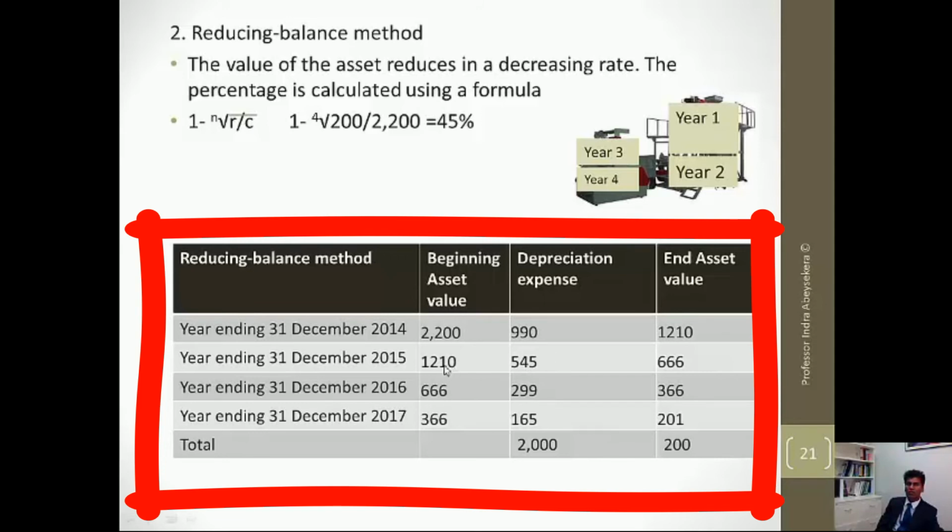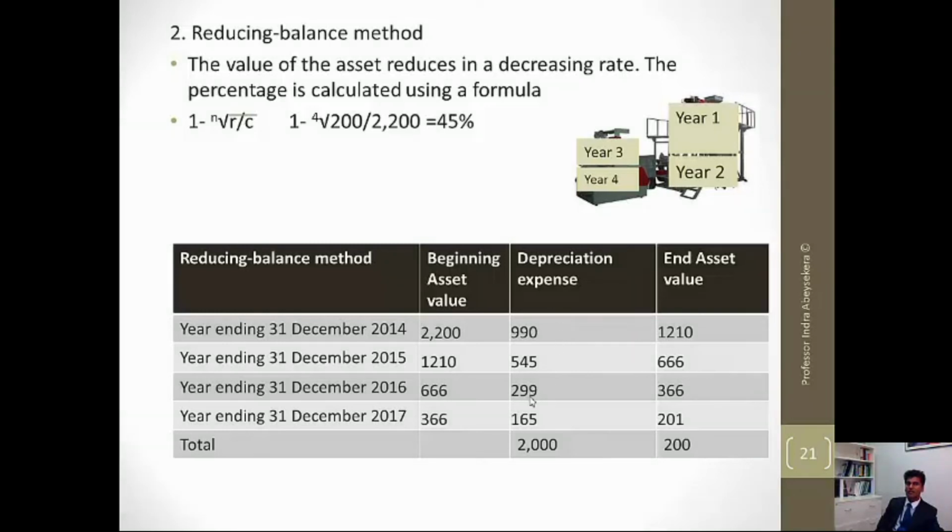So 1,210 times 45% is 545 in the next year. And then the ending balance is 1,210 minus 545, which is 666. That 666 becomes the beginning balance to determine depreciation in the following year. So you can see that depreciation expense is more in the initial years and then it decreases over the years.